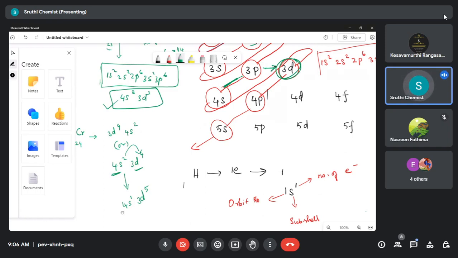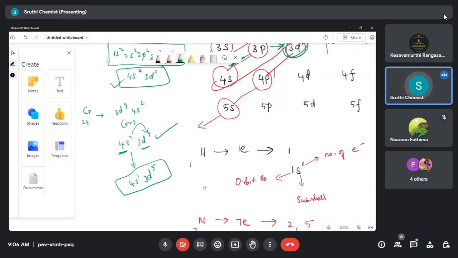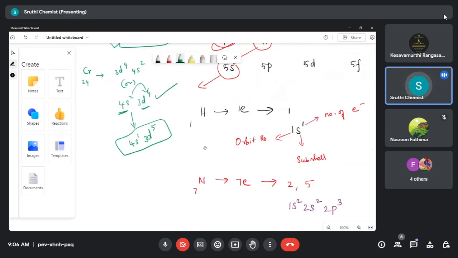That is the reason this is the expected configuration, and this is our actual configuration. 3d5 4s1 is the actual configuration. These are exceptions you people have to learn. Chromium has an exceptional configuration for the sake of stability. It is getting one electron from the 4s. Think about the same thing and do it for copper and tell me.